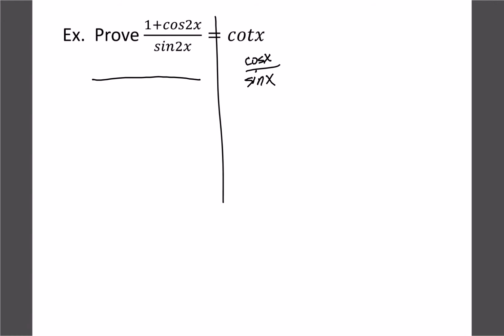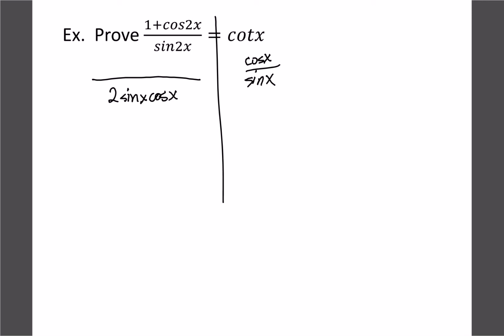If you look on your identity sheet, sine 2x is 2 times sine x cos x. So that one's pretty easy. The top one's a little bit harder, so you want to make sure you pick the right identity. We have 1 plus cos 2x. If we go through our identities, we see one that has cos 2x equals 2 cos squared x minus 1. So that's the one we want to pick.